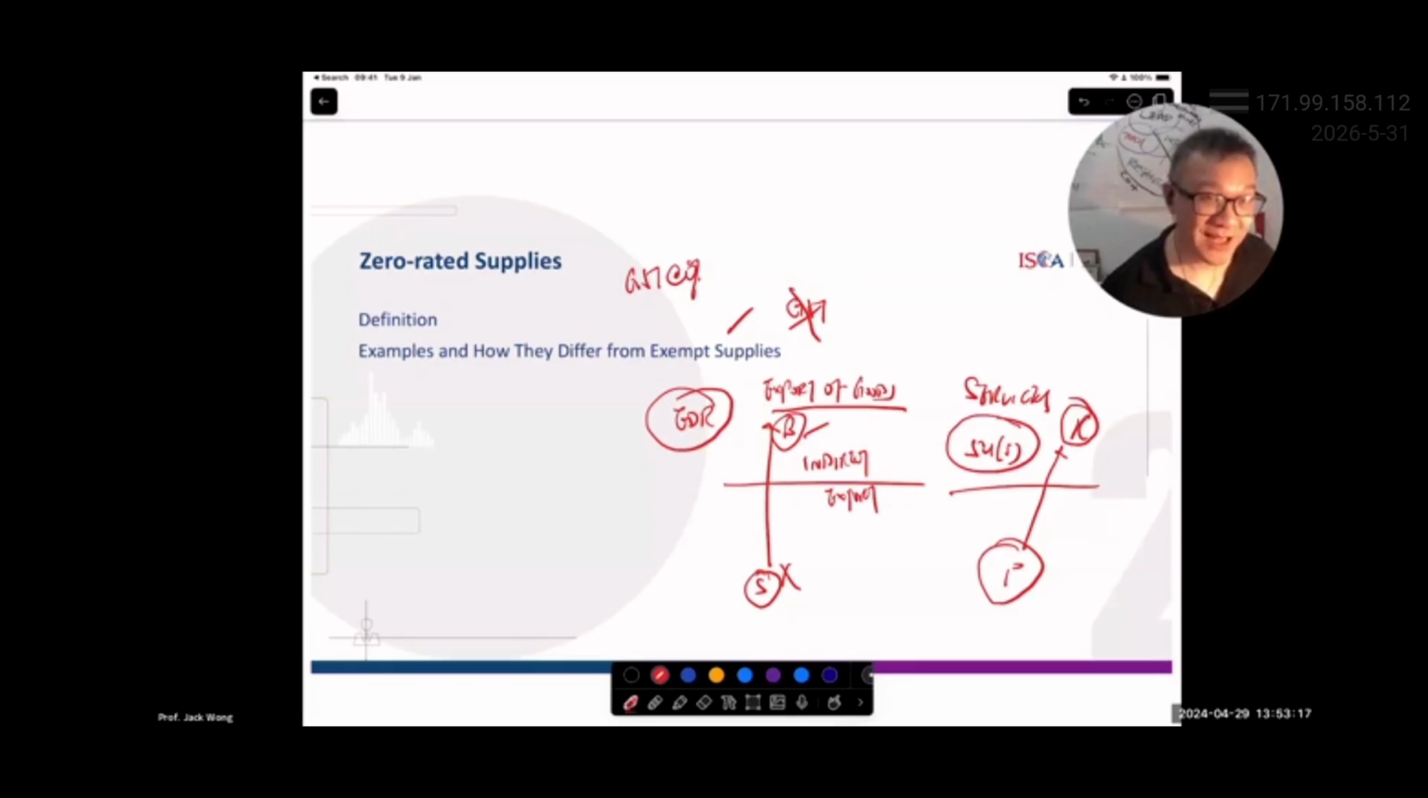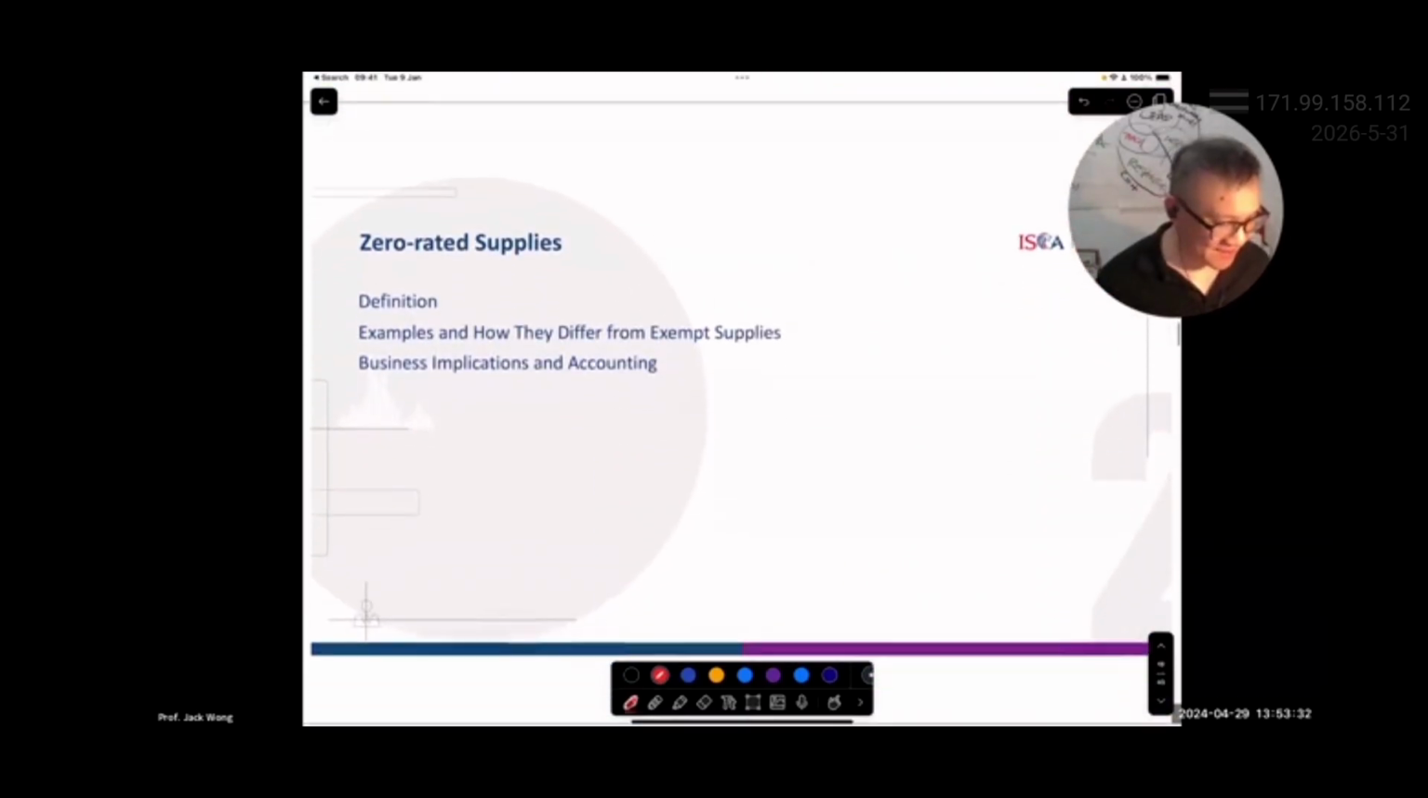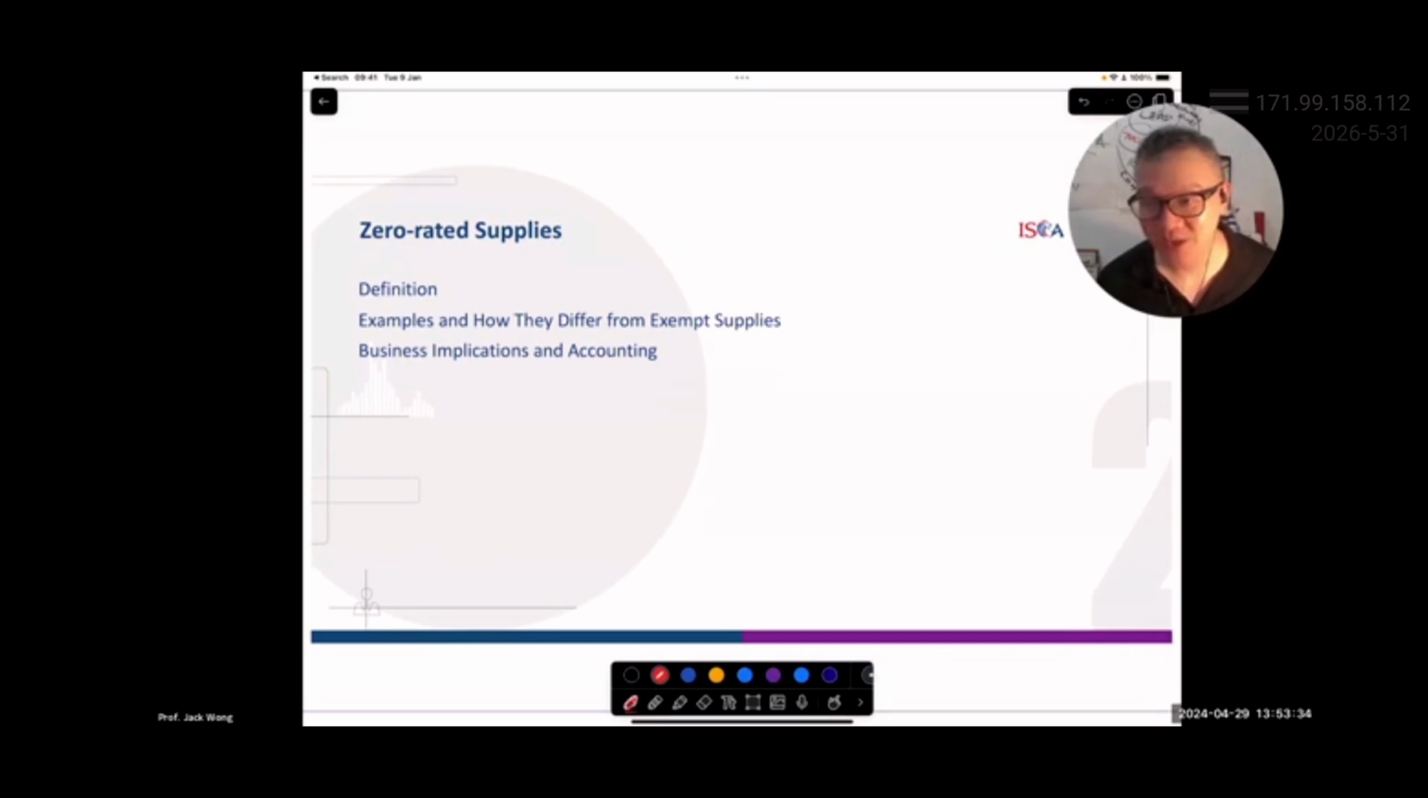Again, notice that it may not have any cash flow effect, but the correct classification of the supply between exempt and zero-rated supply becomes so important. All right, so let's talk about business implication and accounting.